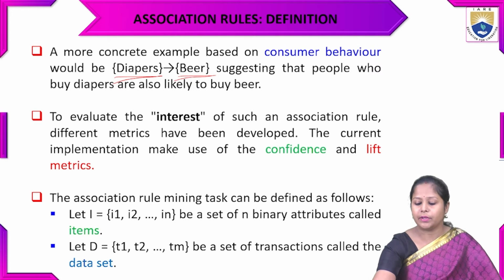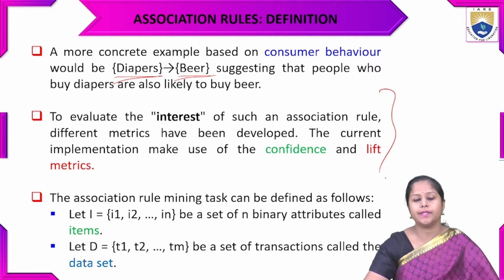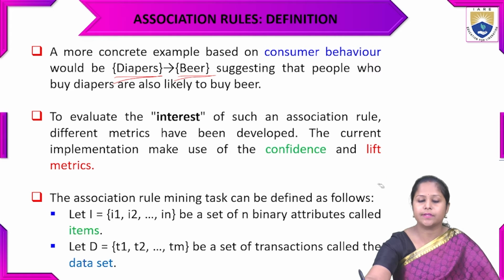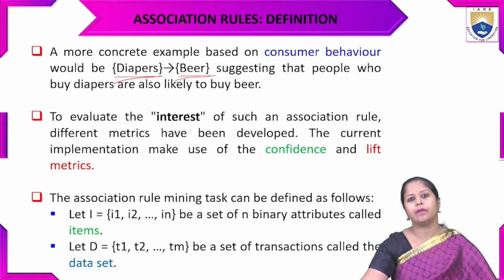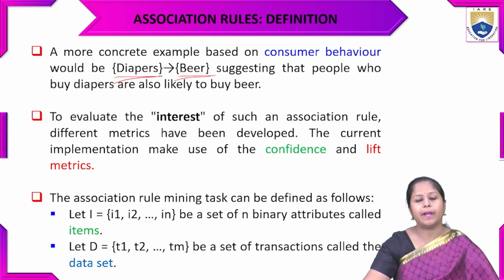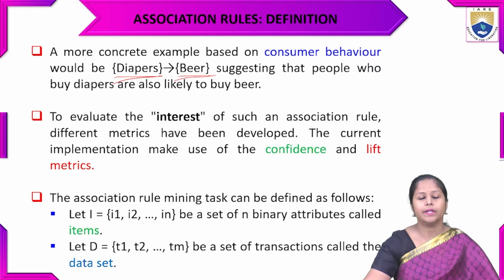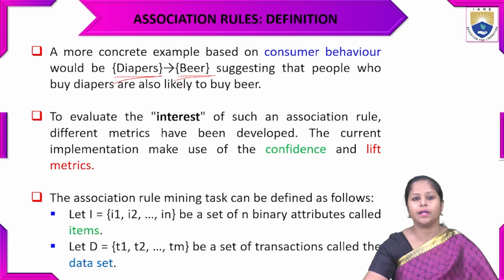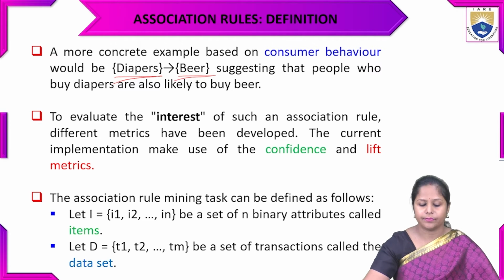To evaluate the interest of an association rule, different metrics have been developed. In the example, we have seen three metrics: confidence, support, and lift. Most of the time we use support and confidence for that.